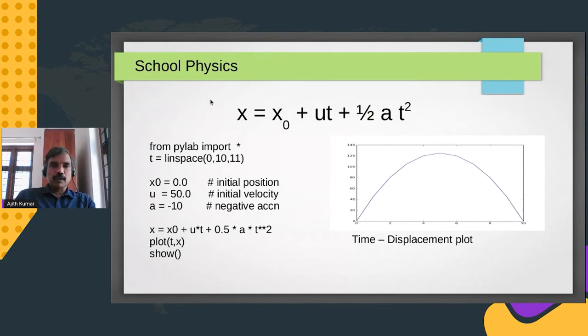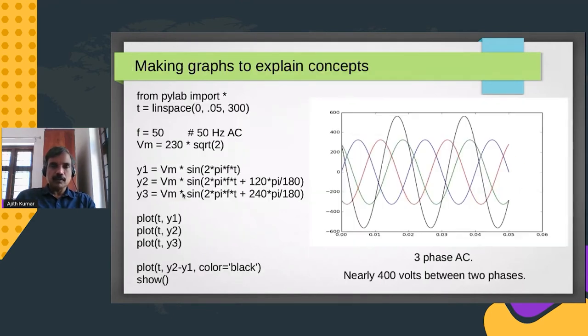So another simple one, like one equation, and you want to see the time displacement plot. Why I put this is, this equation is there in the 11th textbook, and the graph also is there. But how to get from this equation to the graph? Either you have to do it manually on a graph paper or forget about it. But these few lines of code do the job.